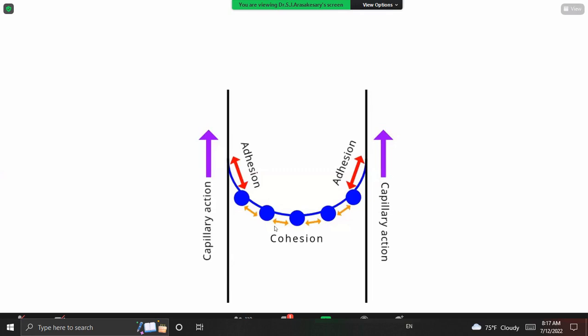See, adhesion means what? Cohesion means what? Can anyone say? Can anyone say by looking at this picture? This is cohesion. This is adhesion. The attachment of water molecules together. Adhesion is water molecules and the wall of the wall.